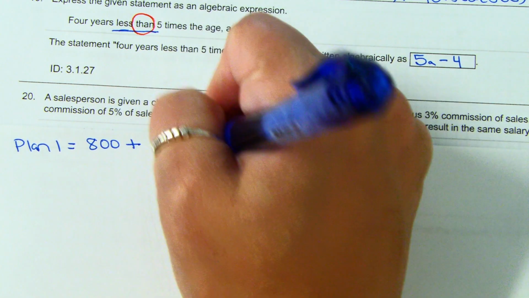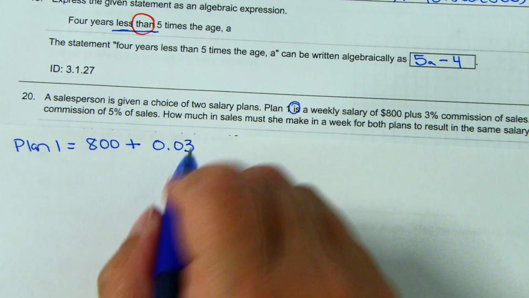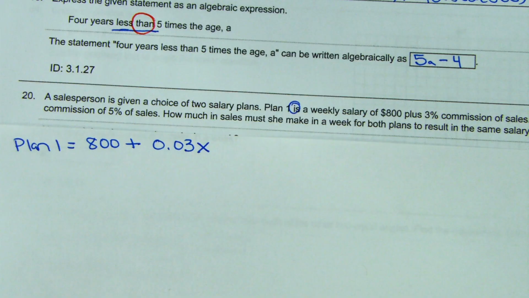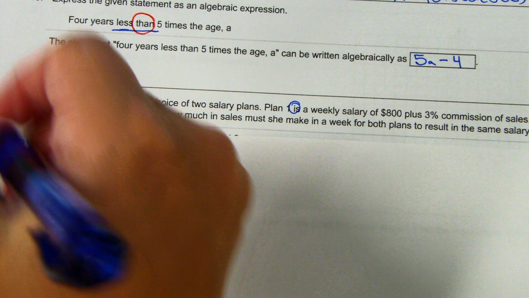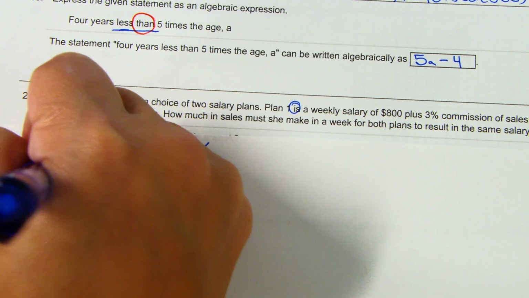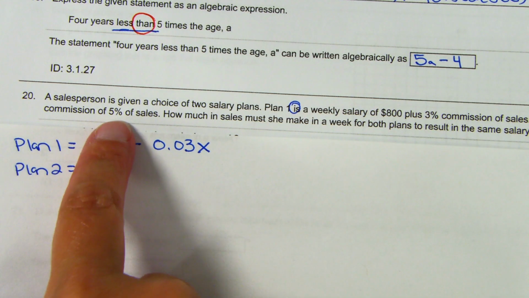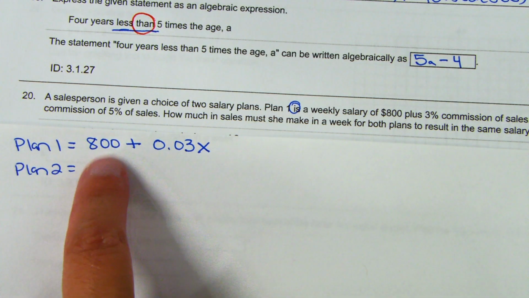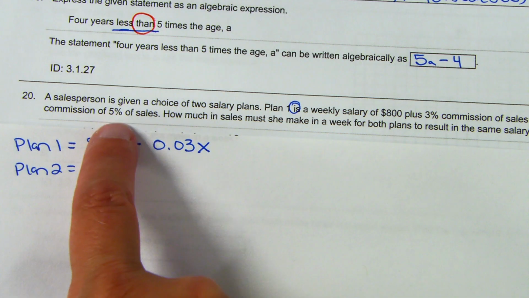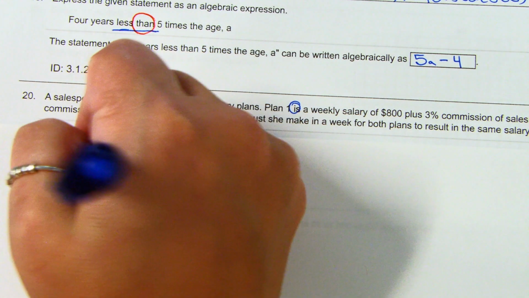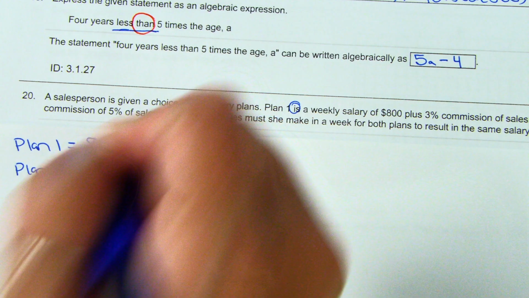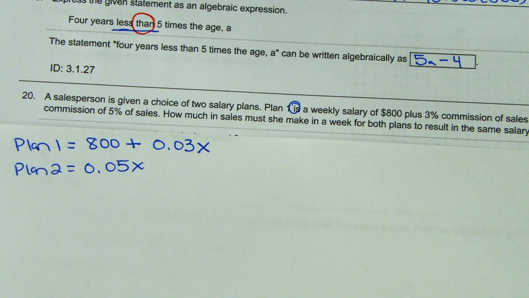So we've got a lot of information here, and we're going to do a lot of converting because we have a lot to change from English into math. The first thing I'm going to note is that I have plan 1 is. That little word is, remember, is where we put our equal sign. So I'm going to write plan 1 is. Plan 1 is. It says it's an $800 salary plus 3% commission. So I'm going to have $800 plus 3% commission.